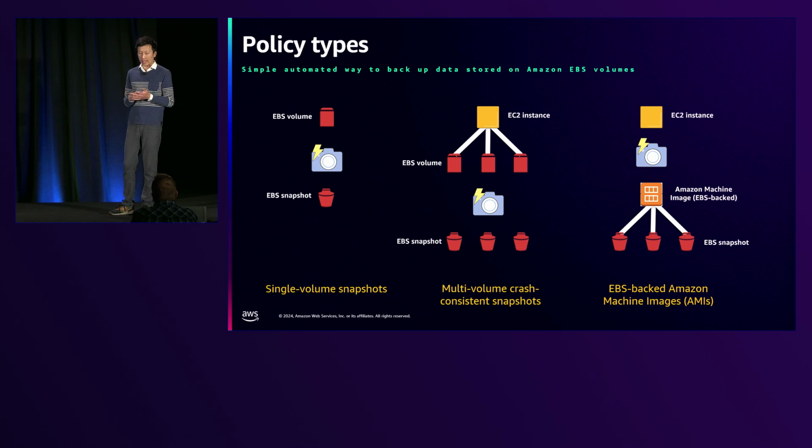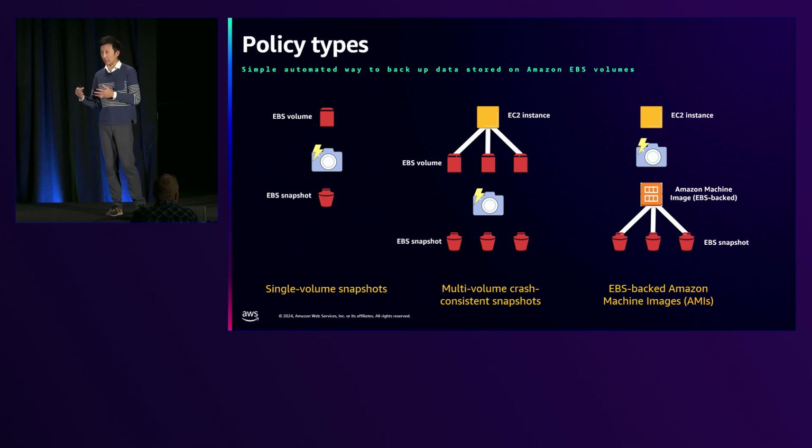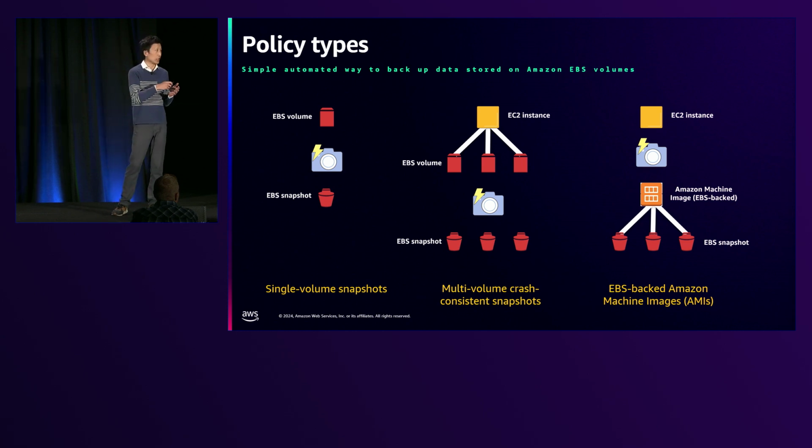The one in the middle there is creating, as JP mentioned, what's known as a set of multi-volume crash consistent snapshots of all volumes that are attached to an EC2 instance. And I think that's where JP mentioned earlier, you have the ability to exclude the boot volume or some of the data volumes, temporary volumes that you might not need to create snapshots of. And the third one is creating EBS-backed Amazon machine images, which you can then use to launch another EC2 instance.